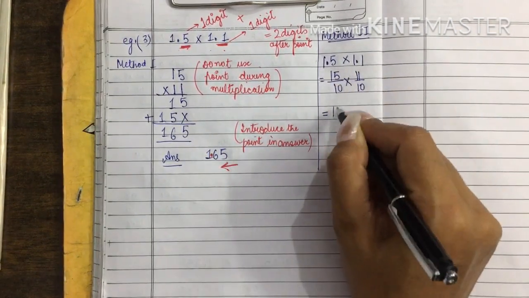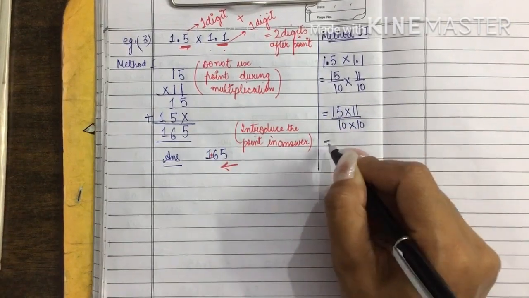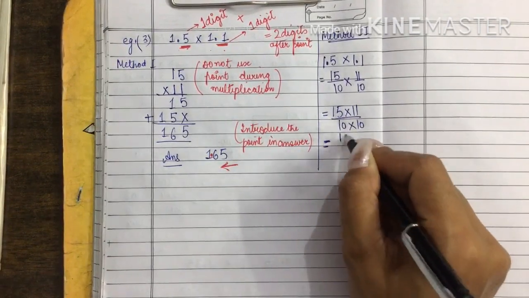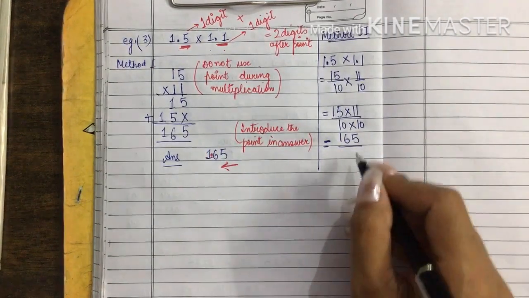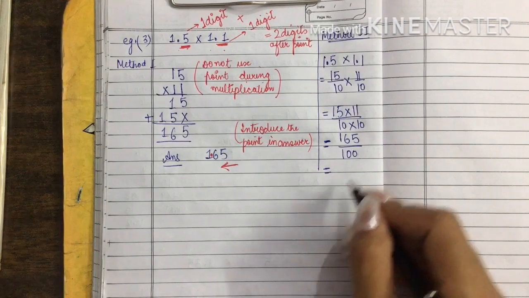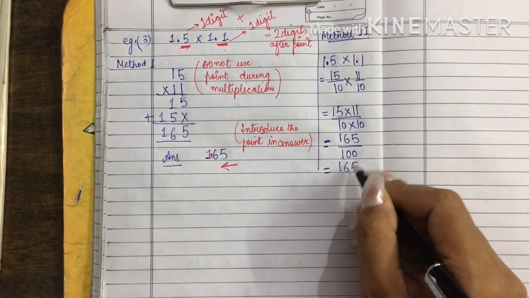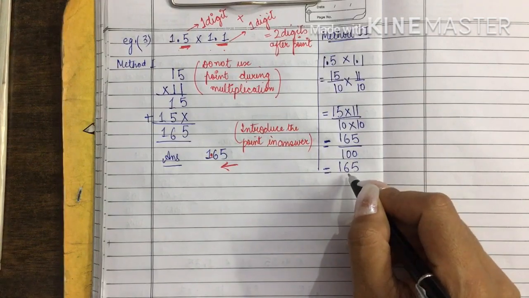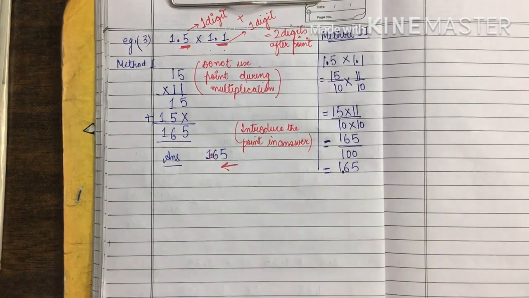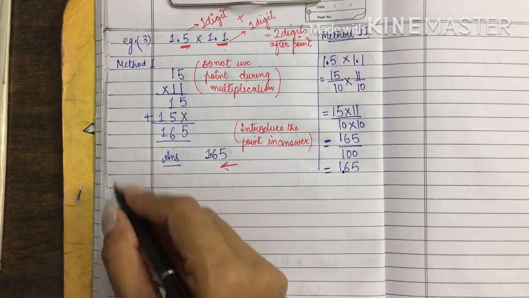Multiply the numerators. Multiply the denominators. So 15 into 11 is 165. In the denominator, 10 tens are 100. Now you can use this 100 to put the point. 165, two zeros. So 2 places from the right side and the point will be here. The answer is same. Let's do one more example to see how this is done.